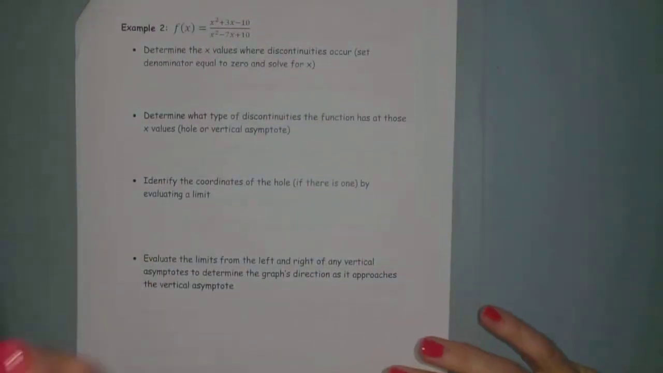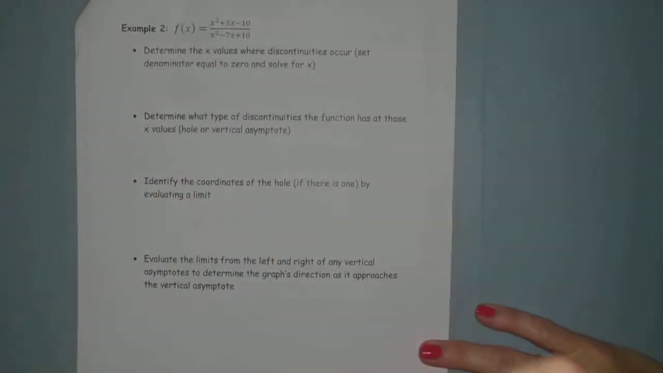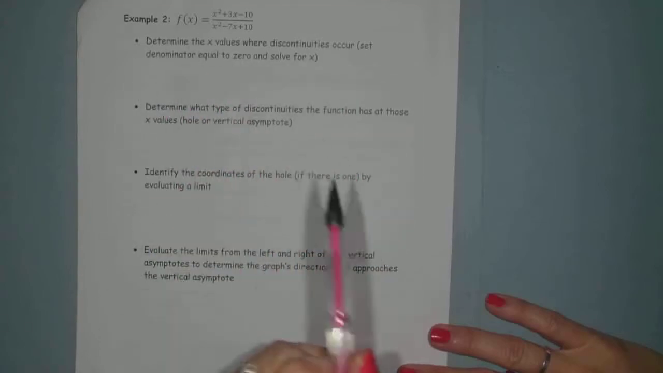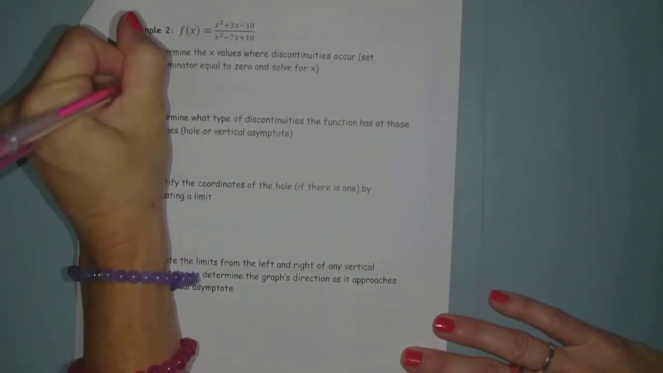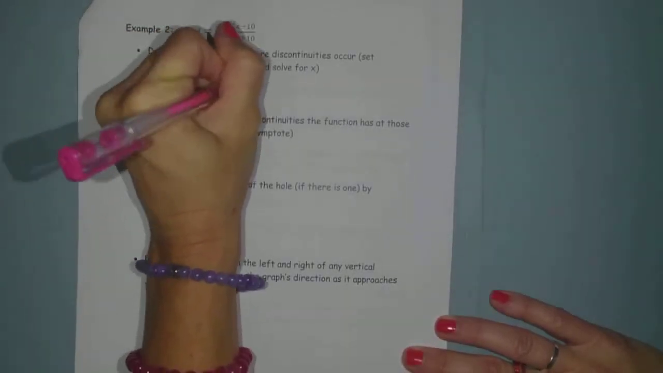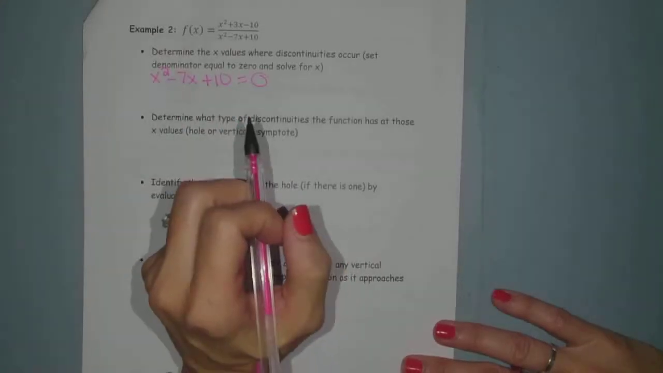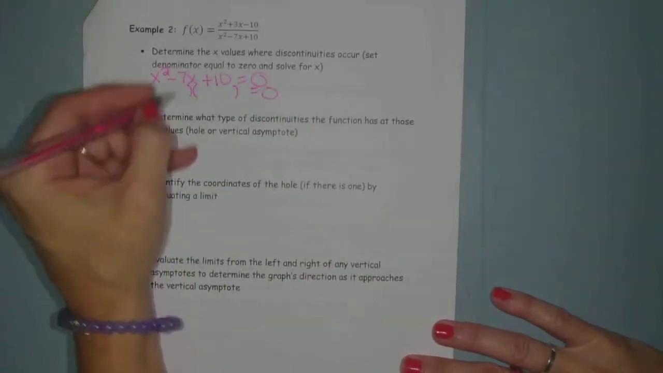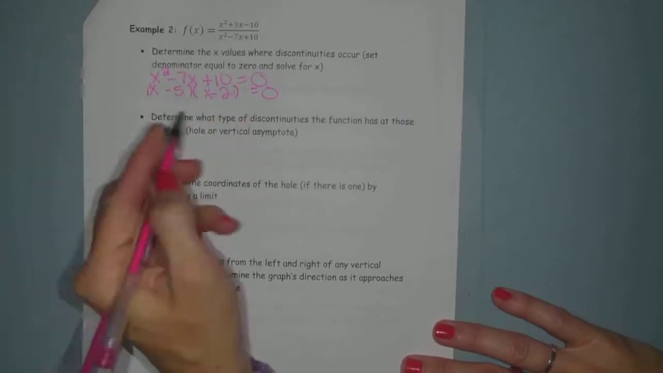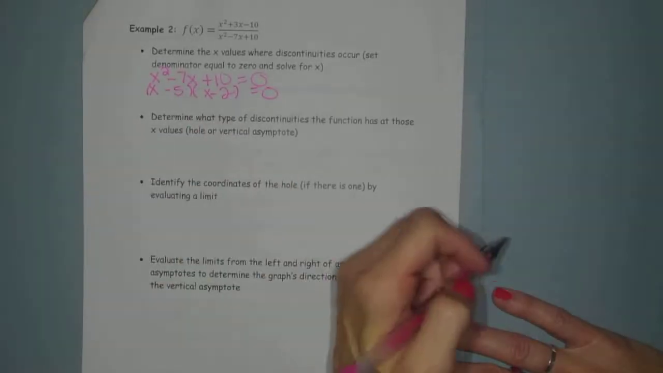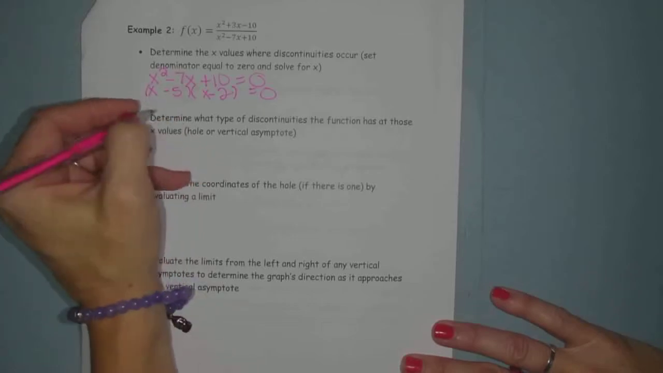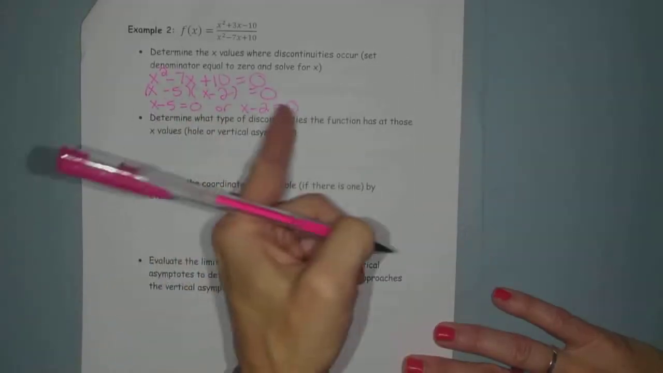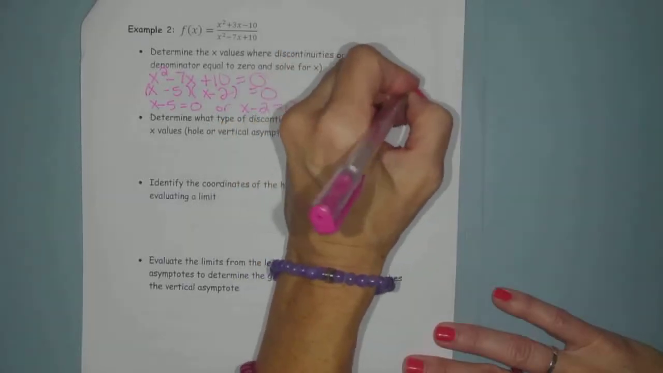Okay, example 2. F of x equals x squared plus 3x minus 10 divided by x squared minus 7x plus 10. Okay, determine the x values where the discontinuities occur, set denominator equal to 0, and solve for x. So let's see what's going on that makes the denominator bad news. Here's my denominator. I'm setting it equal to 0. When you have a quadratic, set equal to 0. One of the strategies to solve it is to factor, if it will, and indeed this factors. This factors into x minus 5, x minus 2. Negative 5 times negative 2 is positive 10. Negative 5 plus negative 2 is negative 7. After I do this, by the 0 product property, I set x minus 5 equal to 0, or x minus 2 equals 0. By solving, I end up with x equals 5 or x equals 2.